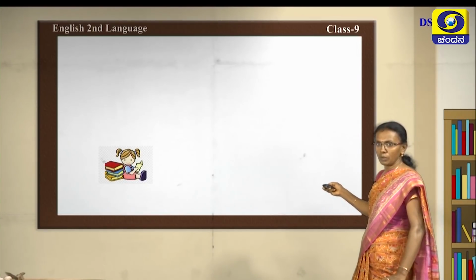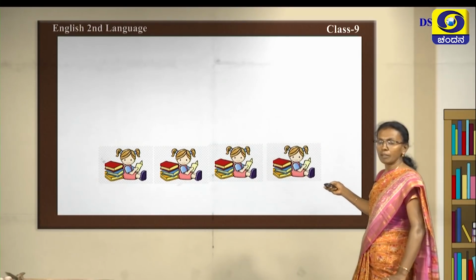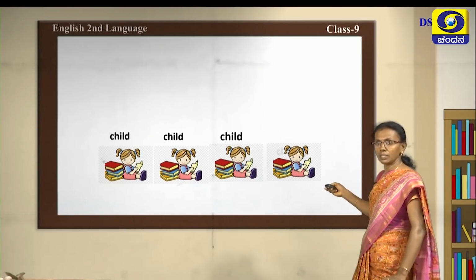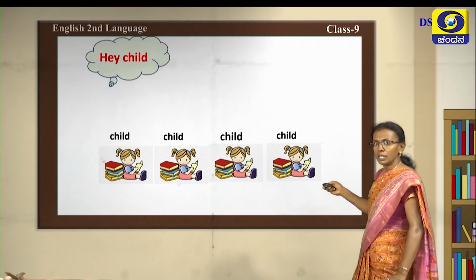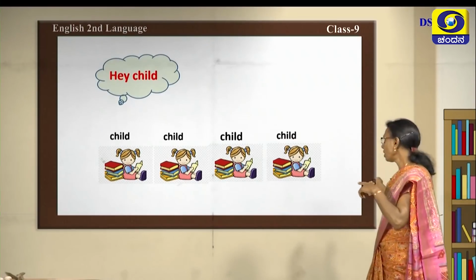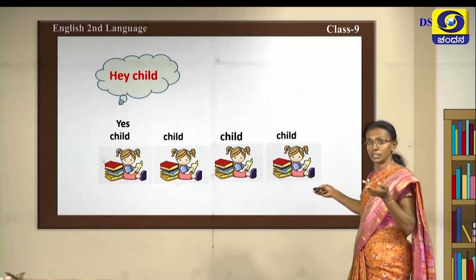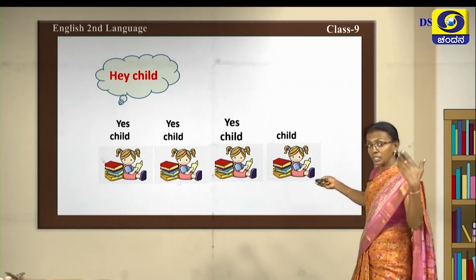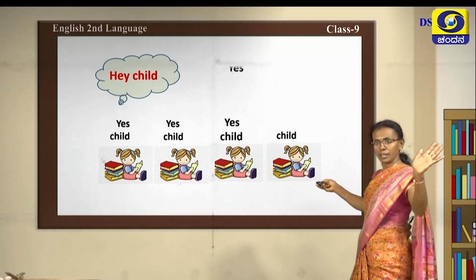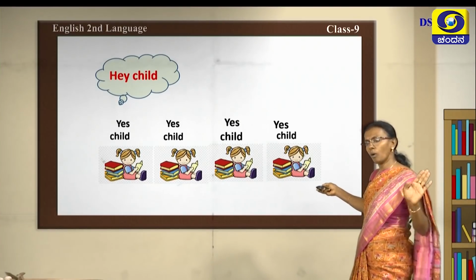Now, we move on to another picture here. See the child. There are 4 children's pictures. Now, you can see the first child, second child, third child and the fourth child. If you call all these children, what do they say? See, what do they say? Yes. A child, if you call, what do they say? Yes, because they all are children.